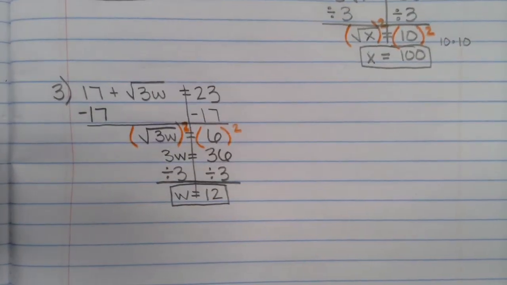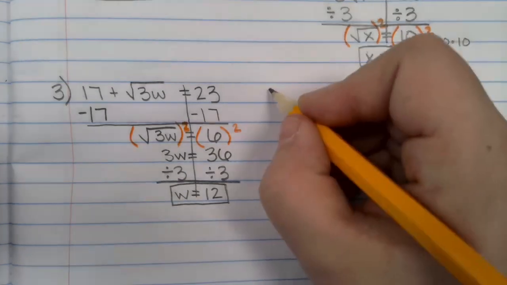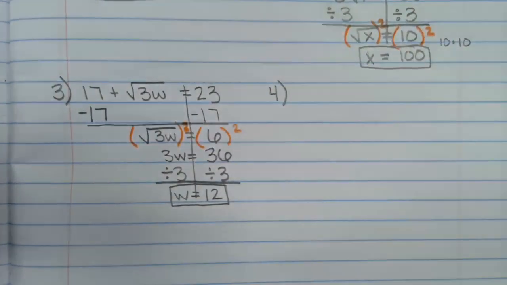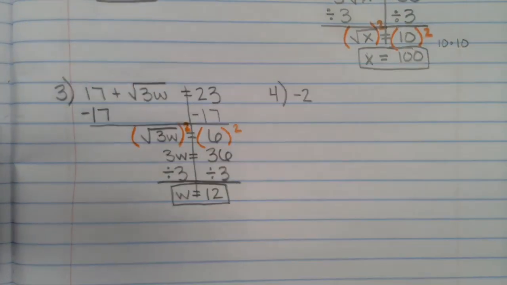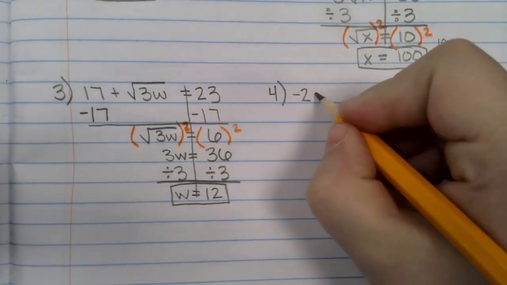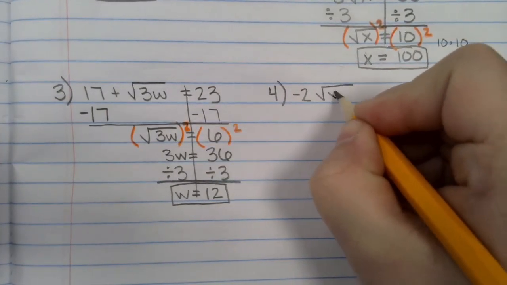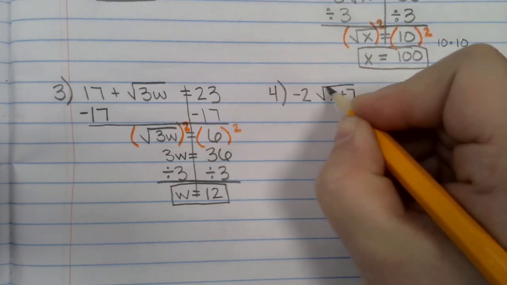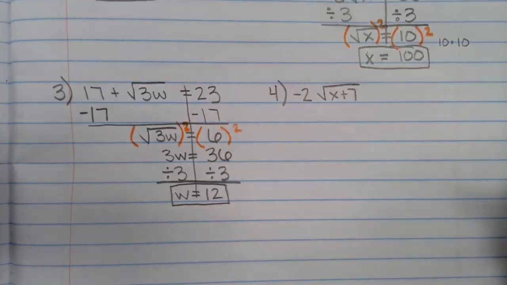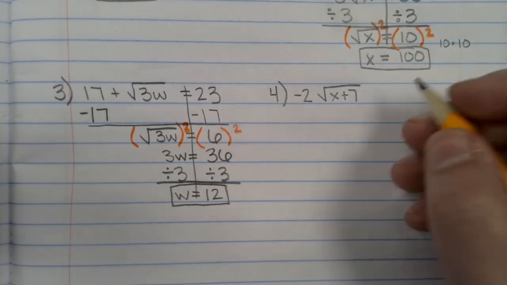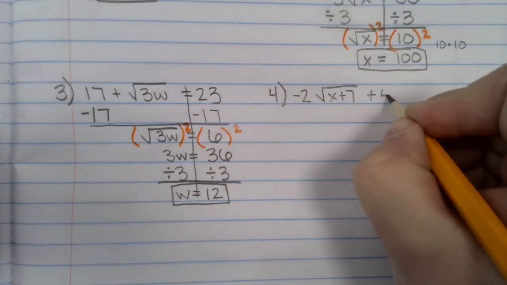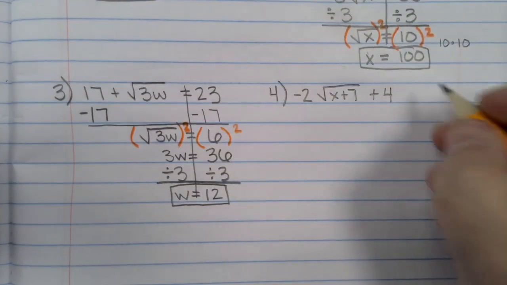All right, we got 2 more. This next one I think is going to be the hardest problem. Number 5 actually gets a little bit easier, but there's an important part about number 5. That's why we have it. All right, number 4 is a little bit longer. We have negative 2 square root of x plus 7. And that square root goes over both the x and the plus 7. Okay. Plus 4 equals negative 15.